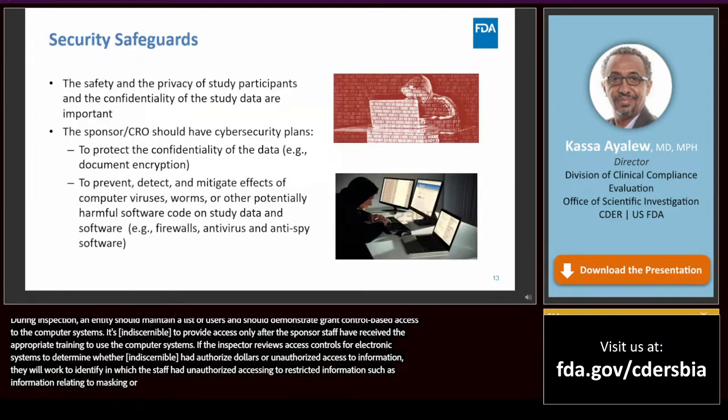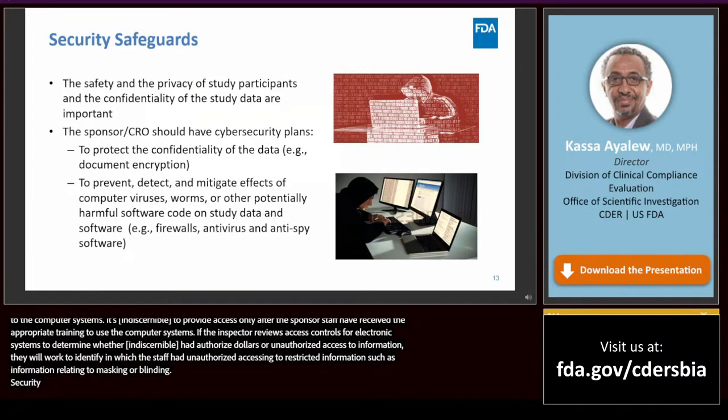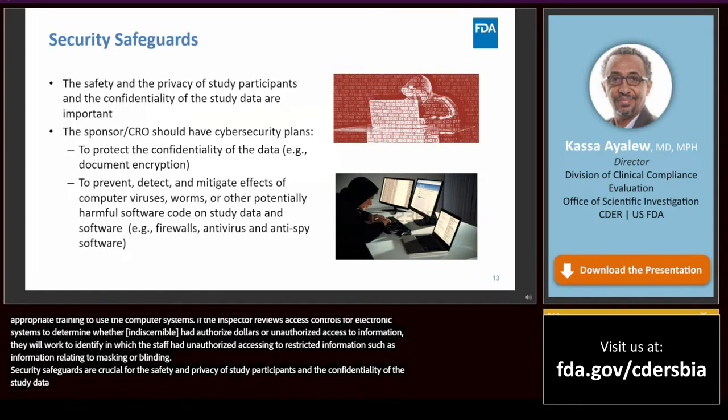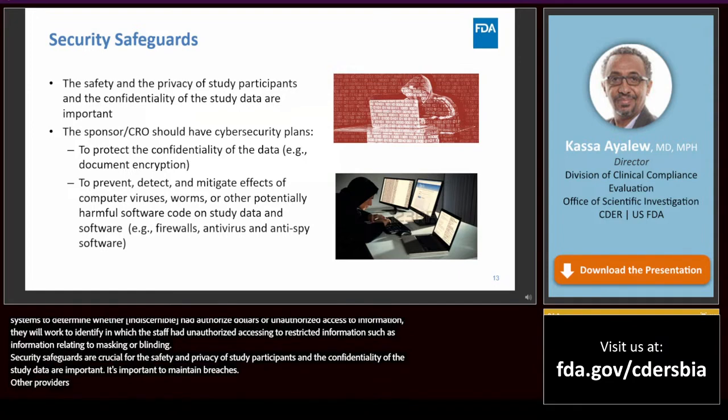Security safeguards are crucial for the safety and privacy of study participants and for the reliability of data and the confidentiality of the study data. Clinical trial data may get affected by security breaches. The sponsors or other service providers should have security safeguards such as cybersecurity plans in place to prevent, detect, document, report, and remedy security breaches.